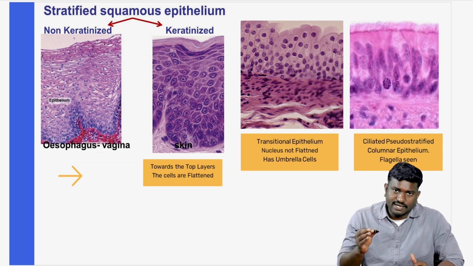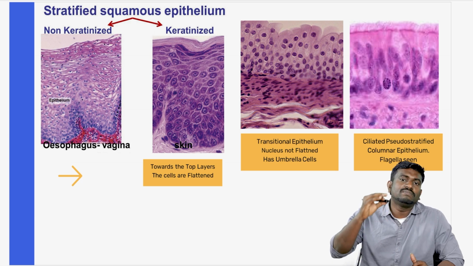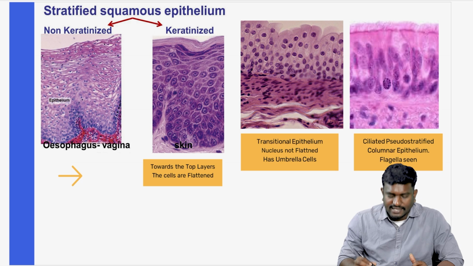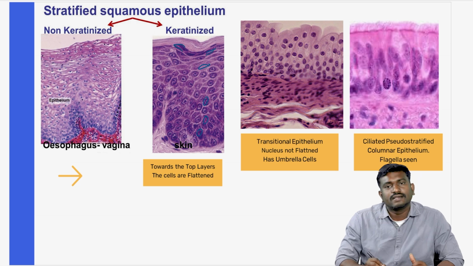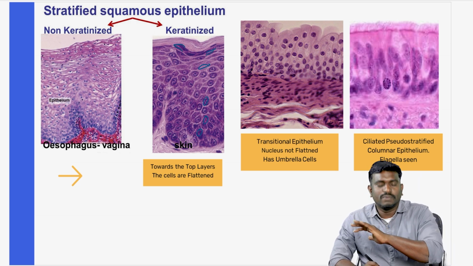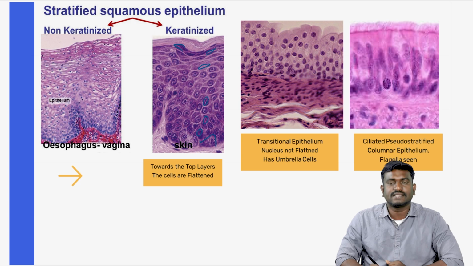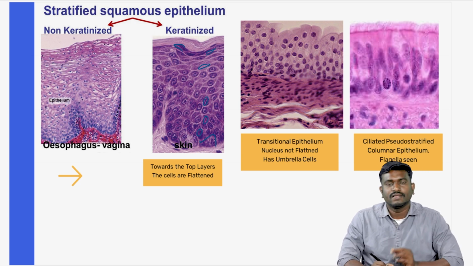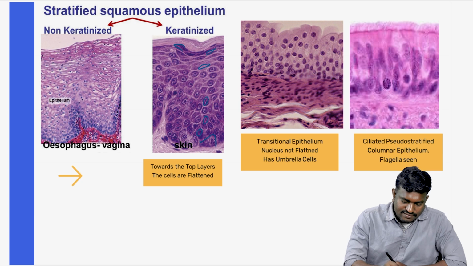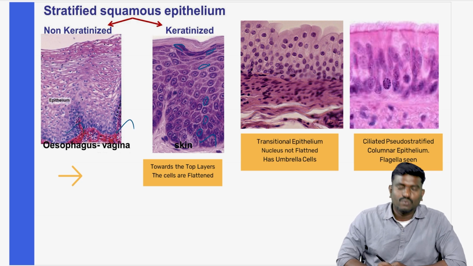Now, moving ahead with the histology part, stratified squamous epithelium is classified into keratinized and non-keratinized. Remember, in keratinized, the cells are going to be flattening in the top layers. Yes, as we can see, the cells are becoming flattening along the top layers. Keratinized stratified squamous epithelium is classically seen in the skin, whereas in non-keratinized there is no flattening. Non-keratinized is classically seen where? In esophagus and in vagina.